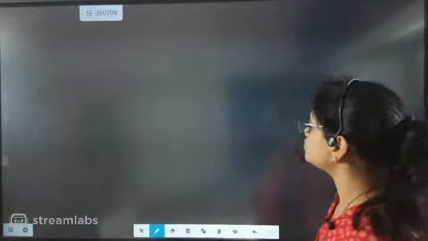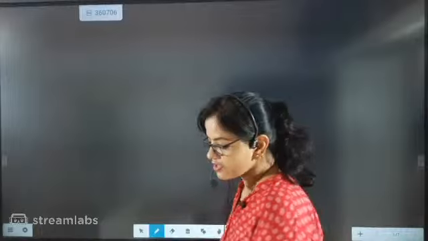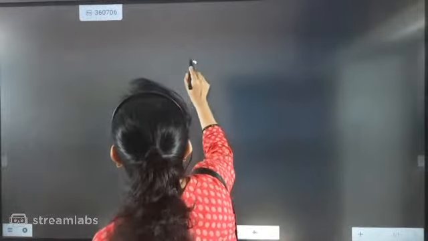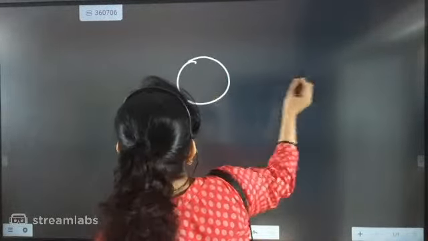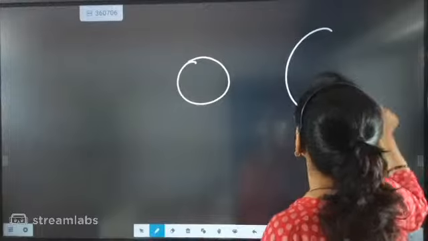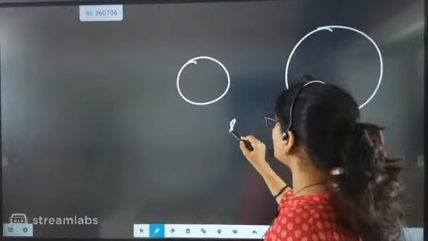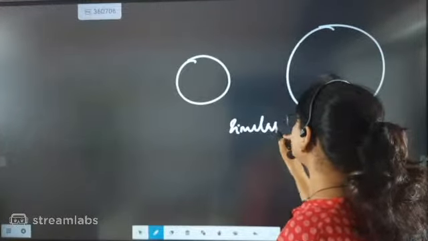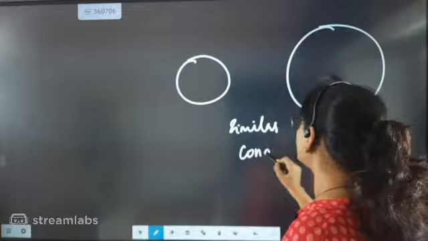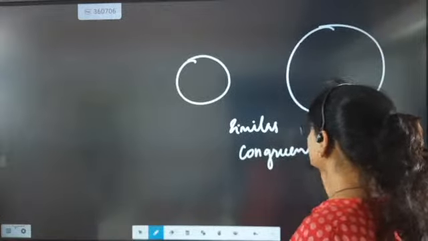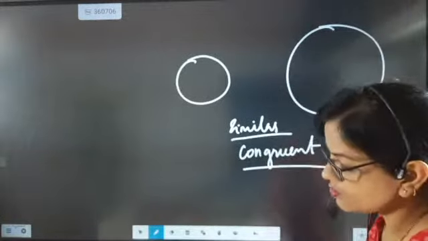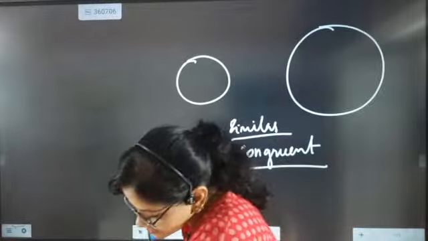Now we are going to go towards another figure. If somebody asks you about two circles, if I am drawing two circles, then are these two circles similar or congruent? Then what will be your answer, beta?